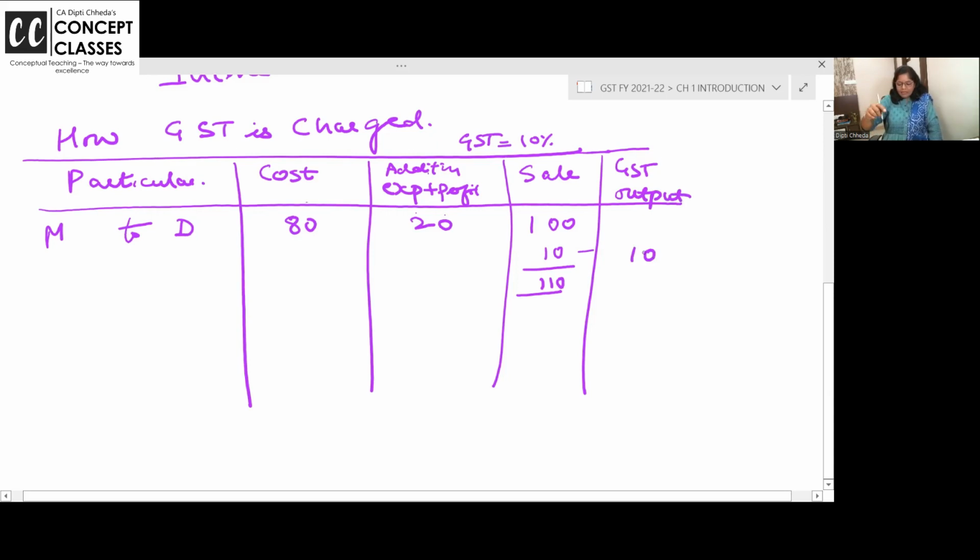Manufacturer will say to distributor, my cost is 80, I don't need to tell the profit. Selling price is 100, on that 10% GST, 110. Manufacturer cannot keep 110 rupees with him. He will keep 100 rupees as a sales value, including profit. 10 rupees he will remit to the GST department.